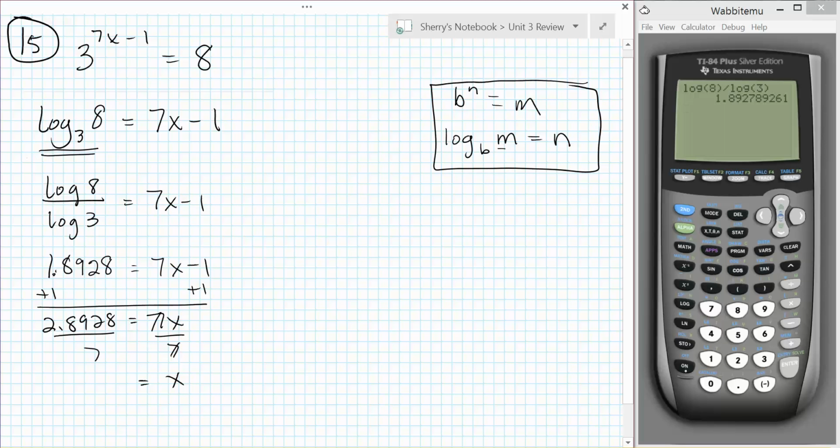Let's go ahead and do that over here. 2.8928 divided by 7 gives me 0.4133, make sure that decimal's there, as my solution for x.